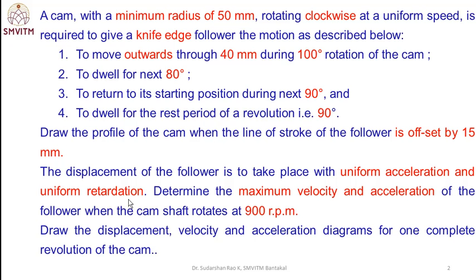retardation motion. Determine the maximum velocity and acceleration of the follower when the camshaft rotates at 900 rpm. I have to determine the velocity and acceleration. Draw the displacement, velocity and acceleration diagrams.